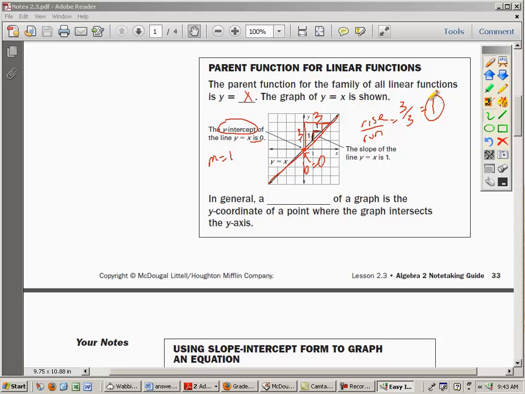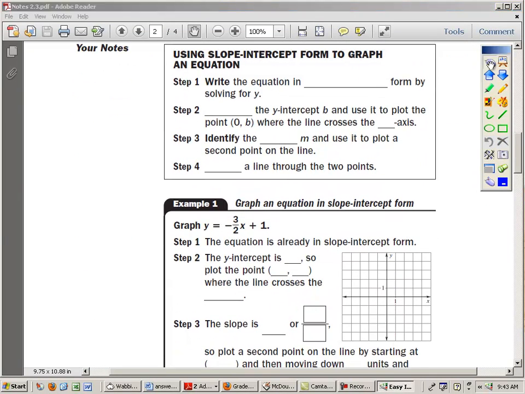All right, and so in general, a y-intercept of a graph is the y-coordinate of a point where the graph intersects the y-axis, which we pretty much knew already. Okay, so let's talk about using slope-intercept form. As we said before, slope-intercept form is the form y equals mx plus b.